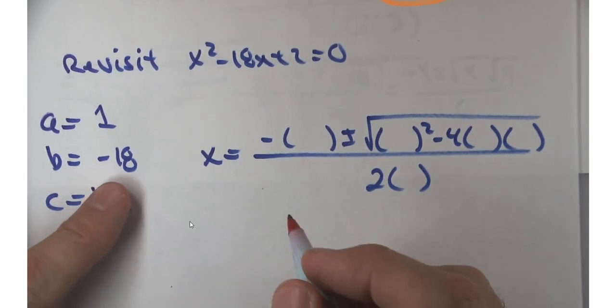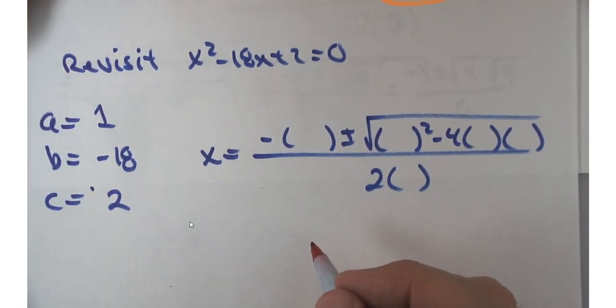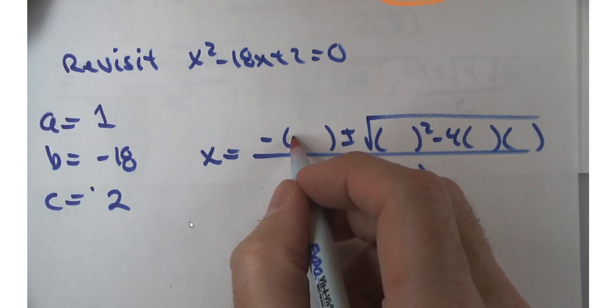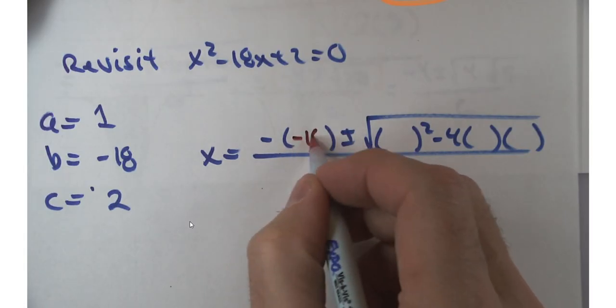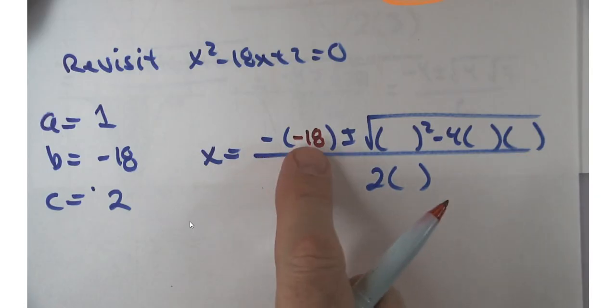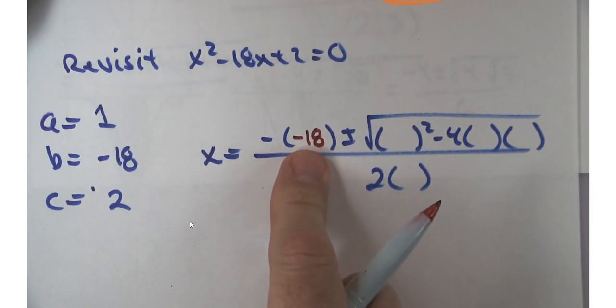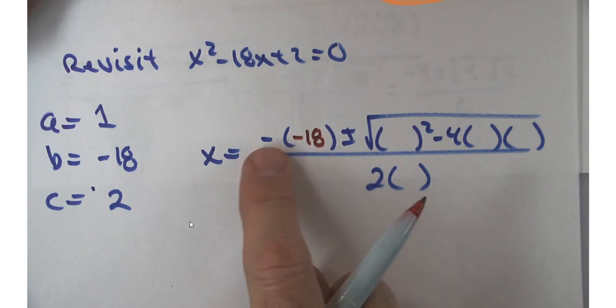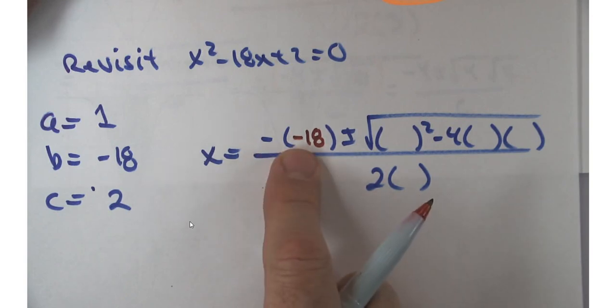The first one is in the numerator. We end up with a negative of what? Negative of negative b, or negative of negative 18. Yeah, which is going to become a positive 18. If you're not being careful and writing down these parentheses, you're going to miss that double negative.